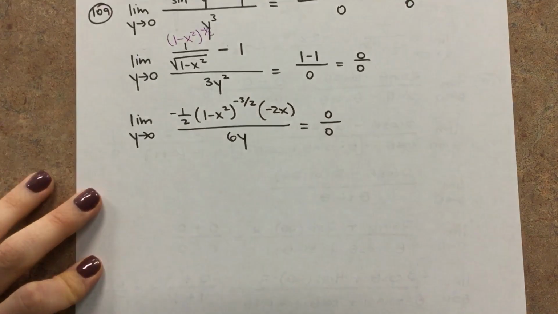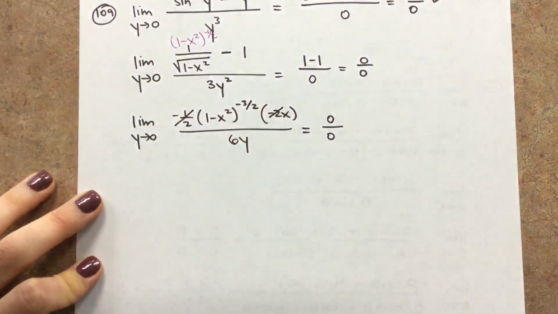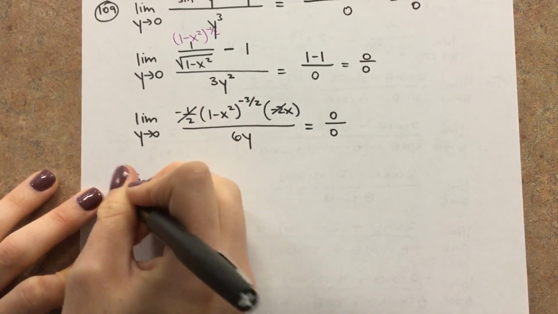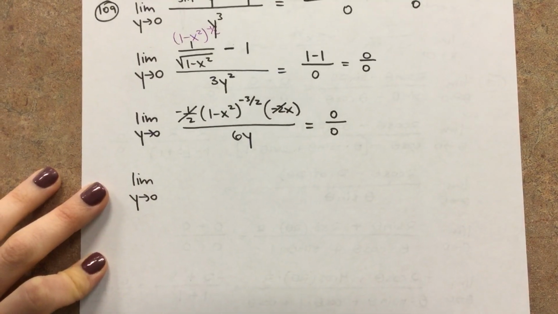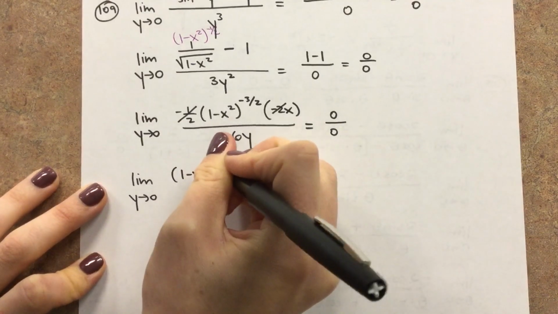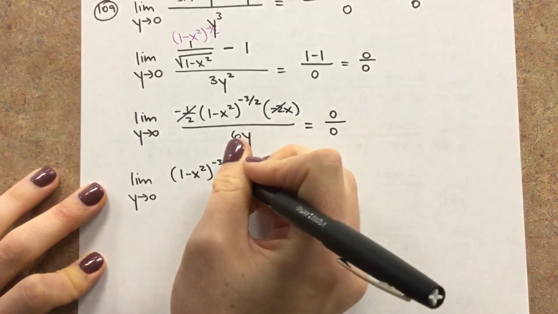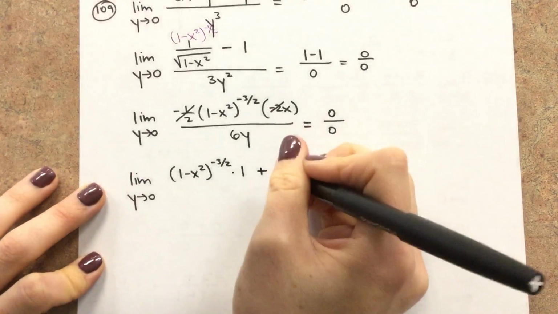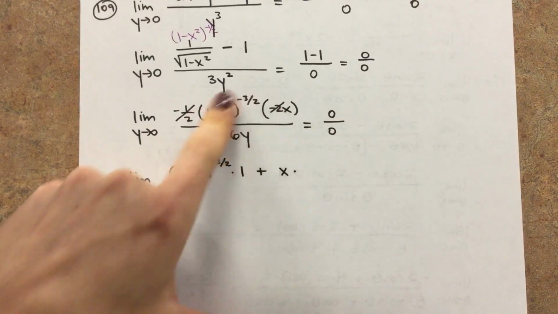Let's clean up this numerator first, though. I have a negative 1/2 times a negative 2. So those will cancel out. And then I'm multiplying by x. So limit as y approaches 0. For this numerator, I'm going to have to do a product rule. So I have the first function, which is this, multiplied by the derivative of the second, so that's just the derivative of x, which is 1, and then plus the second function, which is x, times the derivative of the first. So this is going to be a chain rule again.